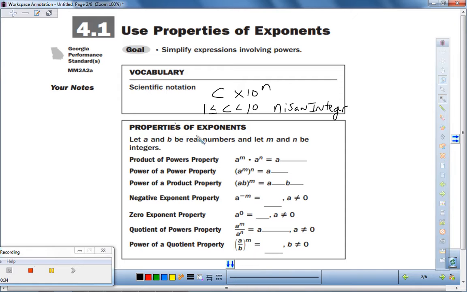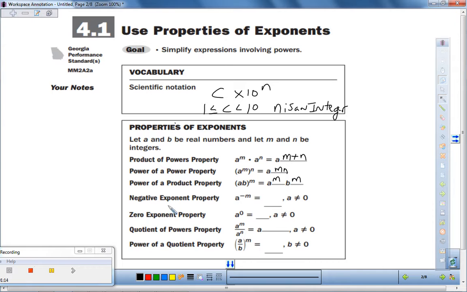Now let's look at a few of our properties. The product of powers: when we multiply and we have the exponents, we end up adding. So for this it would be m plus n. Okay, now here we have a power of a power. Here we would multiply, so it would be mn. Then here, the power of a product property. If we have this, it's the same idea, but our exponent is the same, so it's going to be a to the m, b to the m.